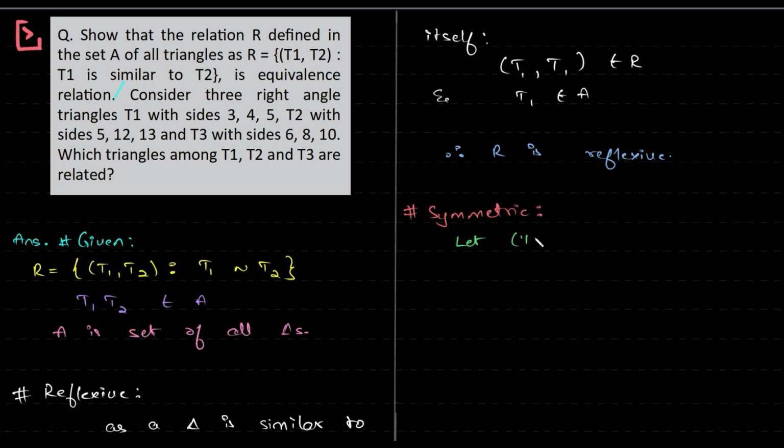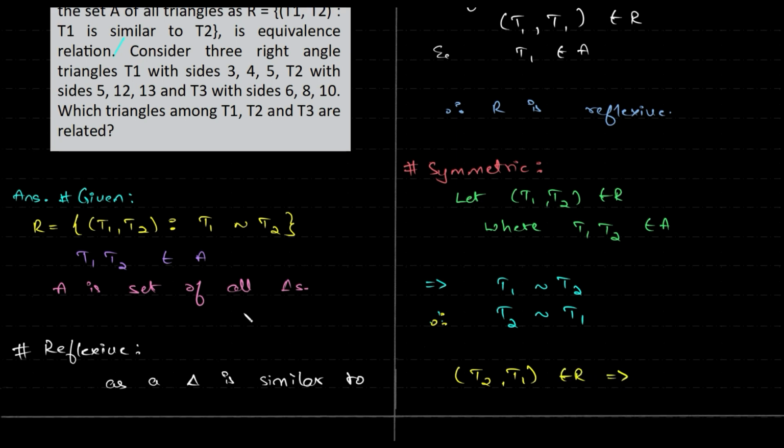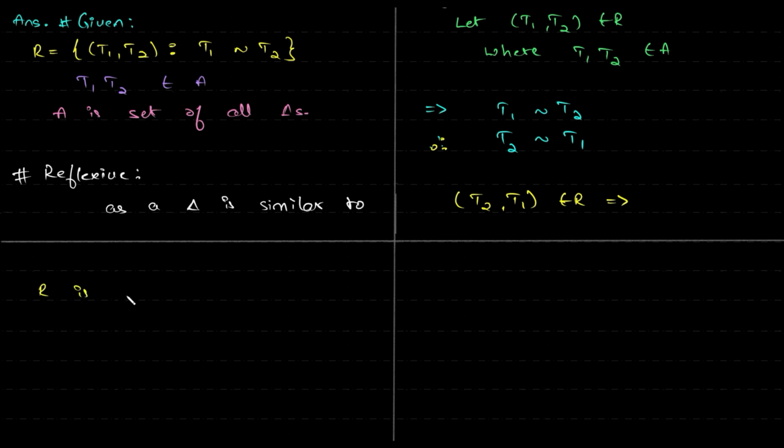Now let (T1, T2) belong to R, where T1, T2 belong to A. From this I can infer that T1 is similar to T2. Therefore T2 also has to be similar to T1. And so what do we have? We have (T2, T1) also belonging to R, and from this I can infer that R is symmetric.